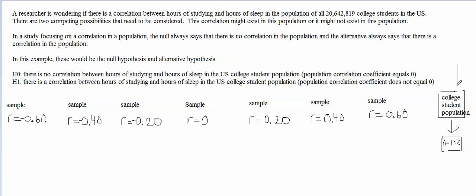Now let's consider the hypothetical possibility in which the null is true and there actually is no correlation in this population.